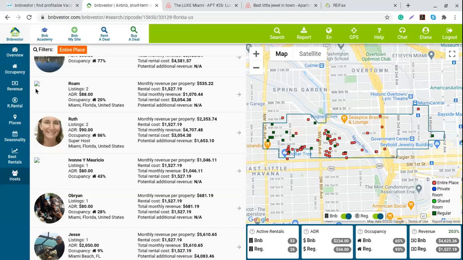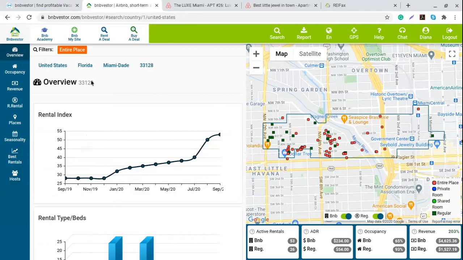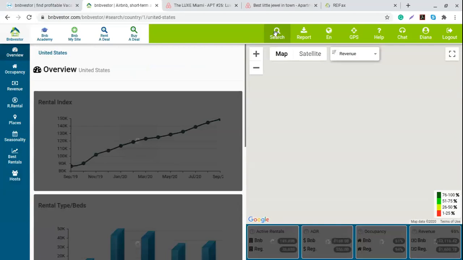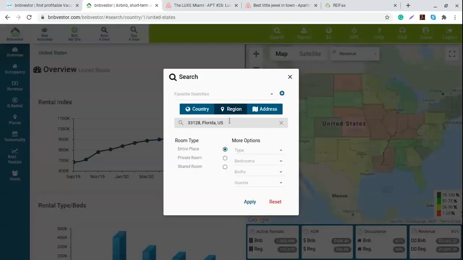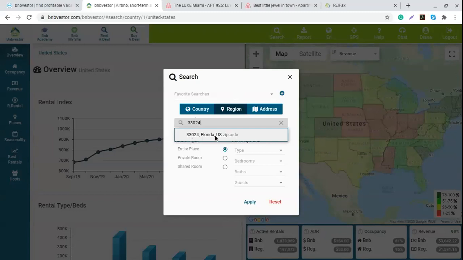Now, I showed you only the map searches, okay? But you can also, right here at the top, click on search and go directly to a specific zip code. Just write down whatever zip code you want to go to. Let's go to this one in Broward, okay? Wait for the zip code to show here on the list and review the information there.